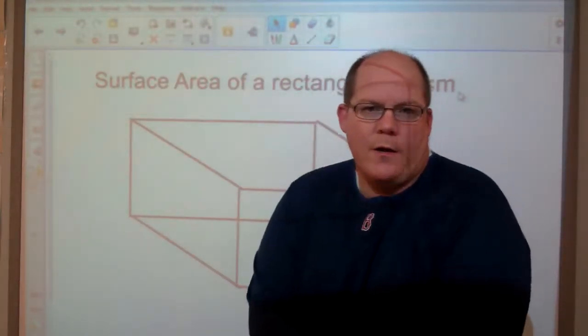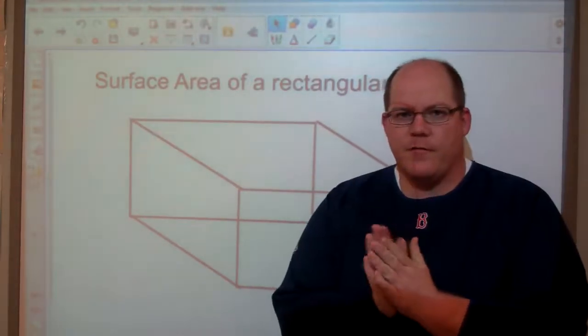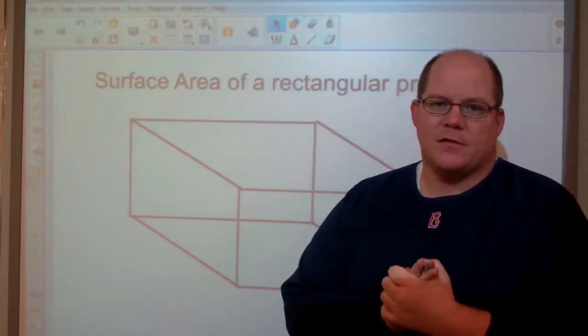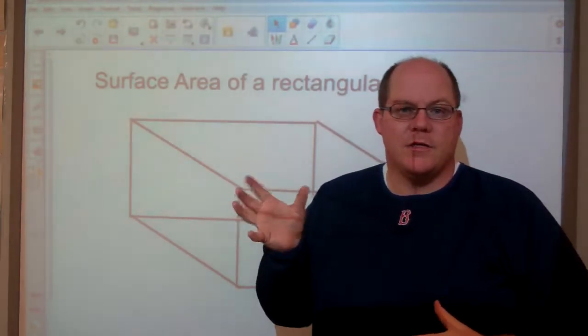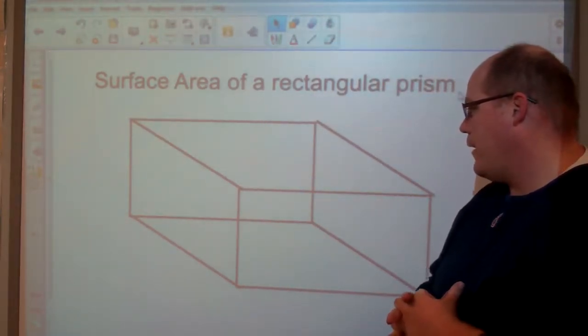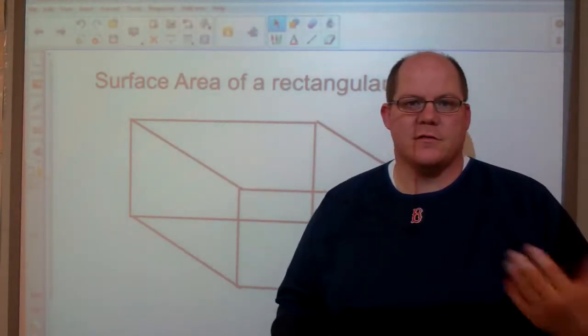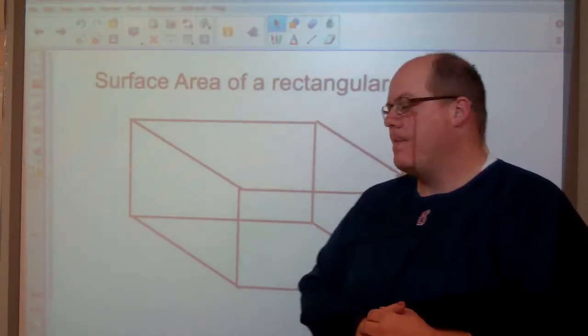Hi, morning guys. We're going to talk about surface area today, and particularly surface area of a rectangular prism. Our last lesson unit was on volume, and we're looking at how much is inside a three-dimensional object. When we're looking at surface area, we're looking at how much covers the outside. How much area does the outside of the object take up?